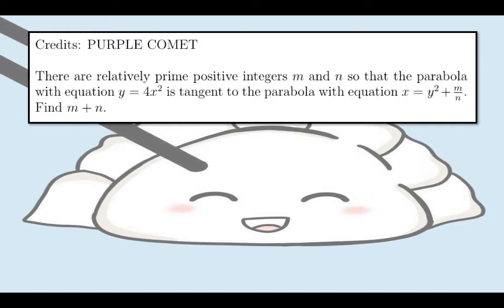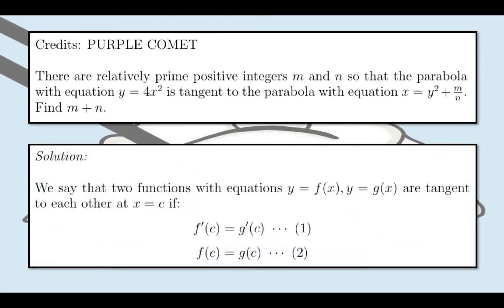Now, first of all, we say that two functions with equations y equals f of x and y equals g of x are tangent to each other at x equals c if two conditions are satisfied. Number one, f prime of c equals g prime of c, so their first derivatives are the same. And number two, f of c equals g of c. Well, obviously, they should intersect at a point.